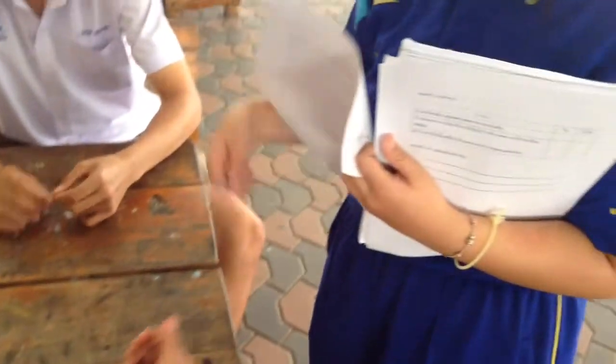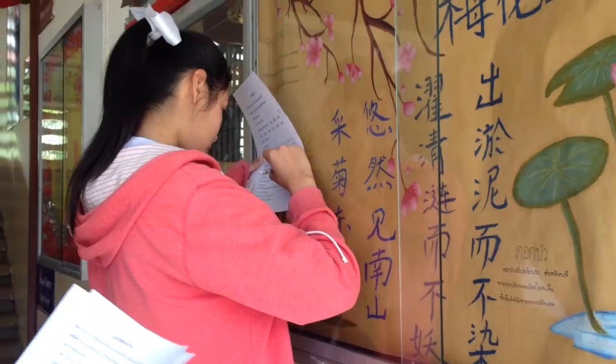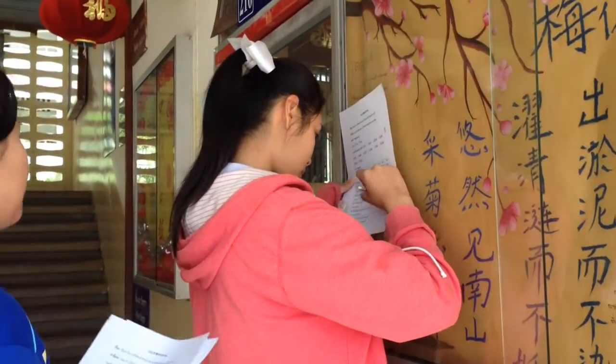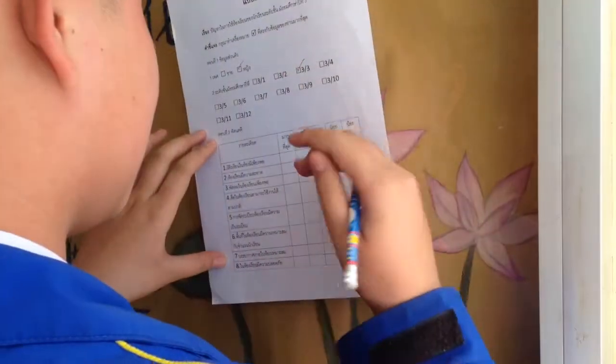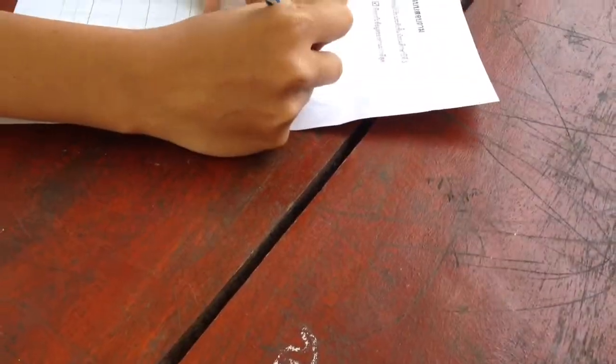Our independent study topic is the classroom usage of Matthayom 3 students at CHAKKHAM KHANATHON School. By the way, we would like to present the outline of the project.